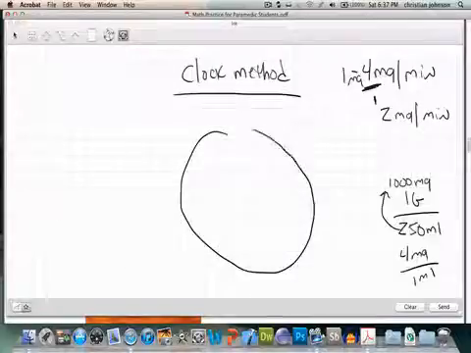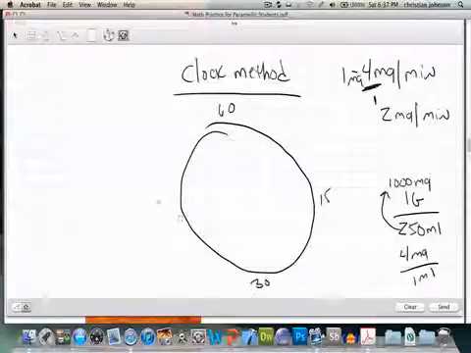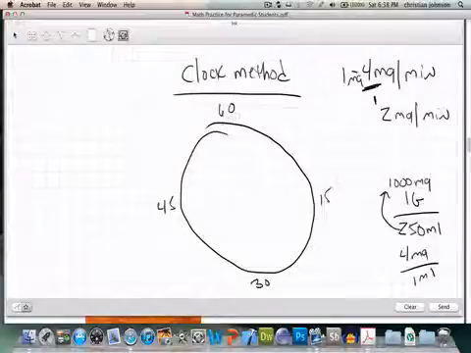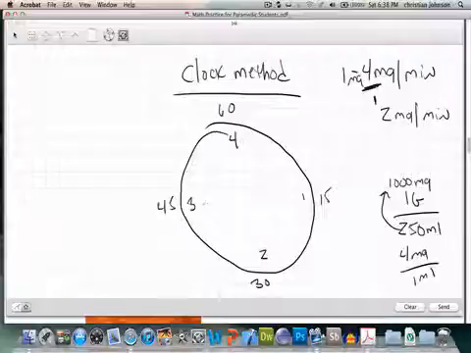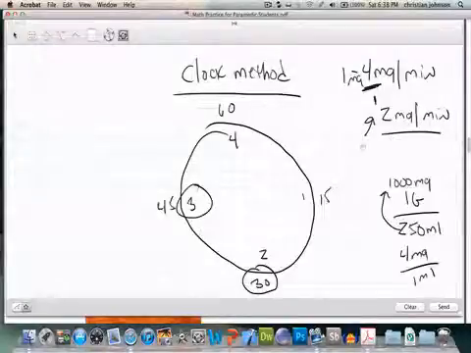So I can go right back to my clock. 60 at the top, 15, 30, 45, and then I should write that in the middle of this clock. But regardless, I got 4, 1, 2, and 3. All right? So if I wanted to give 2 milligrams a minute, I already know my drip rate would be 30. If I wanted to bump my lidocaine drip up to 3 milligrams a minute, I give 45. If I wanted to max out my lidocaine drip at 4 milligrams a minute, my drip rate would be 60. It's that simple. And that's the clock method.